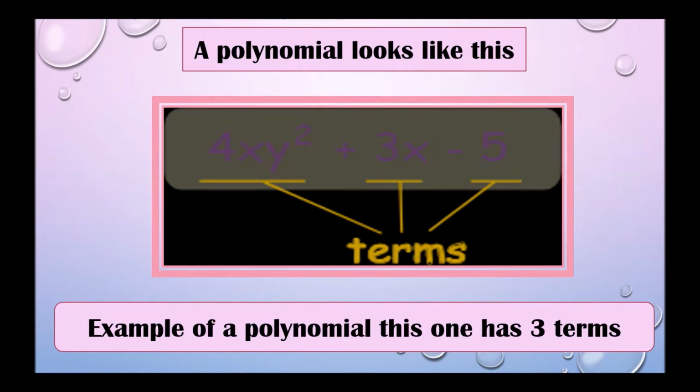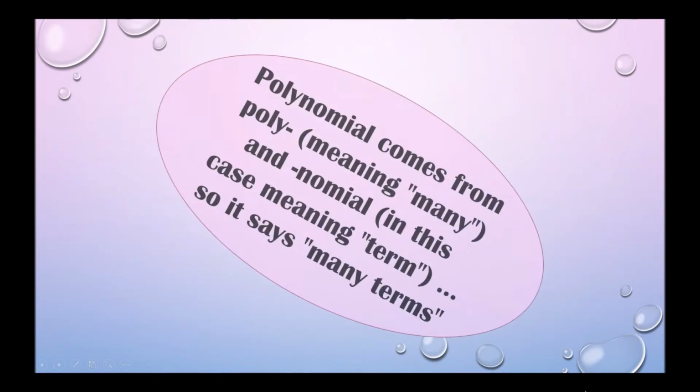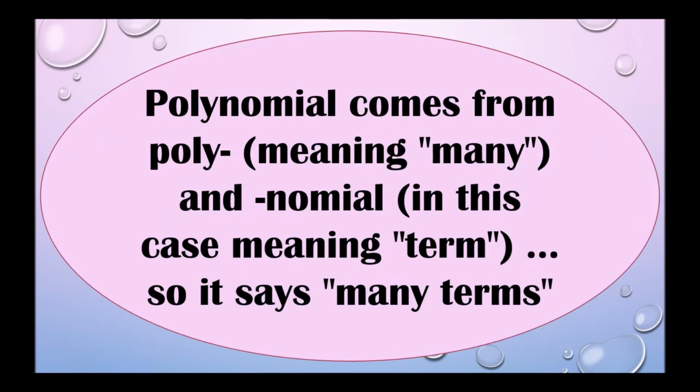A polynomial looks like this. See, in this 4xy square plus 3x minus 5. This is a polynomial which is having 3 terms. Polynomial comes from poly, meaning many, and nomial in this case means term. So it says many terms.